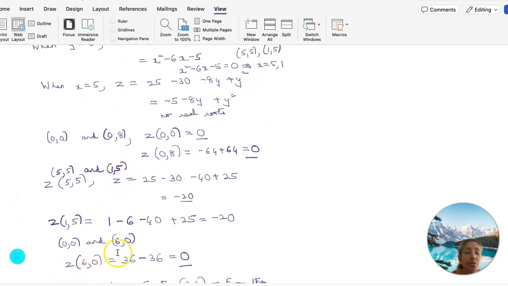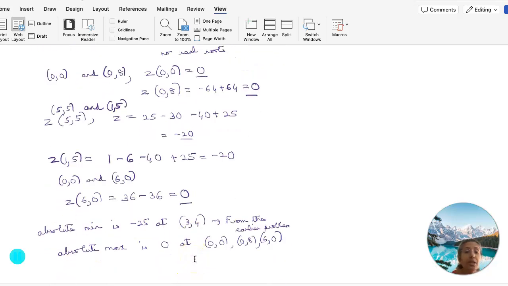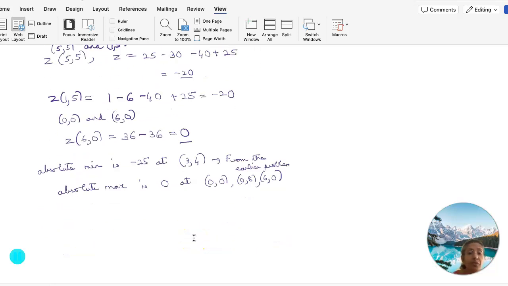Now take (0, 0) and (6, 0). Z at (6, 0) is 0, z at (0, 0) is also 0. And by our earlier problem, the absolute minimum is minus 25 at this critical point (3, 4). So comparing all this, the absolute minimum will be minus 25 at (3, 4), and the absolute maximum will be 0 at three points: (0, 0), (0, 8) and (6, 0).